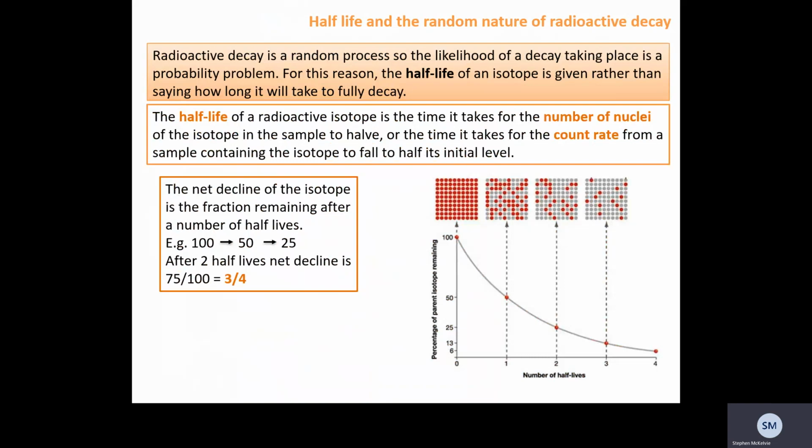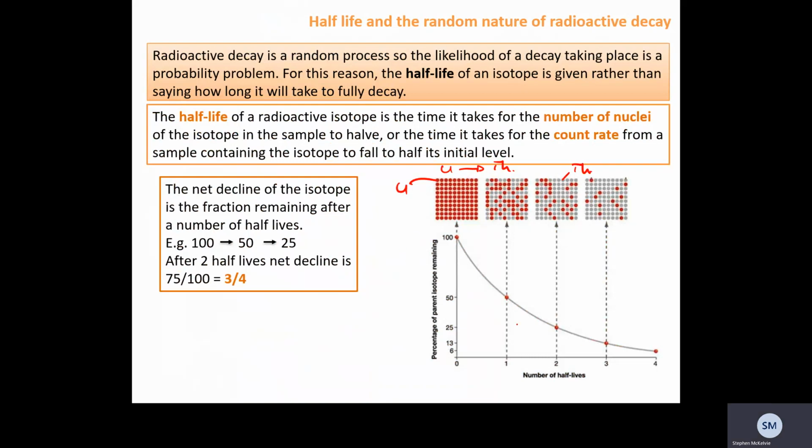Same thing for half-life. The half-life of a radioactive isotope is the time it takes for the number of nuclei of the isotope in the sample to halve. So if this was an entire block of uranium, over time, it would decay and turn into thallium. My red blocks here are uranium and my gray blocks here are thallium. The amount of time it takes for one half of those nuclei to decay is called the half-life.